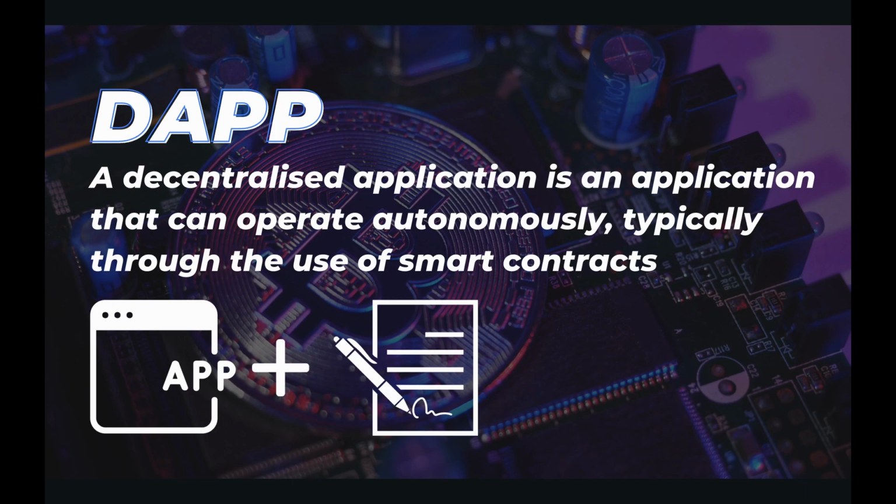So what are smart contracts? Smart contracts are the contracts or the code that is written on the blockchain. That means once they are deployed, they cannot be changed, right? They can never be changed.